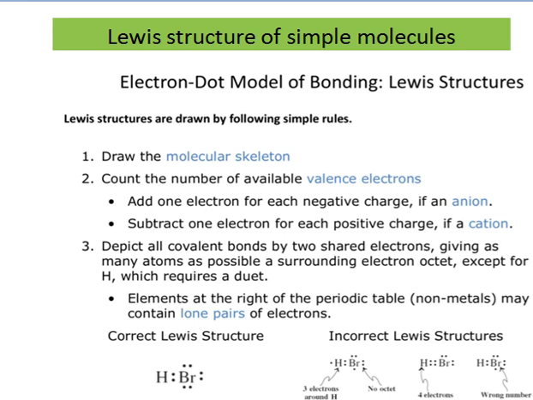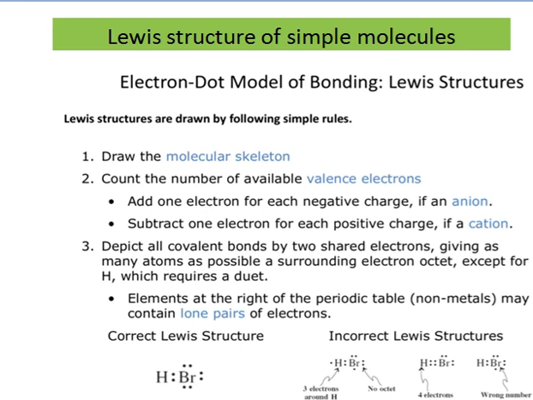First, you have to draw the molecular skeleton by arranging the central atom and the surrounding atoms. After that, count the number of available valence electrons, that means the total valence electrons present in that molecule. If that molecule is an anion, you have to add one electron for each negative charge. If it contains only one negative charge, then you have to add plus 1. If that molecule contains two negative charges, then you have to add plus 2.